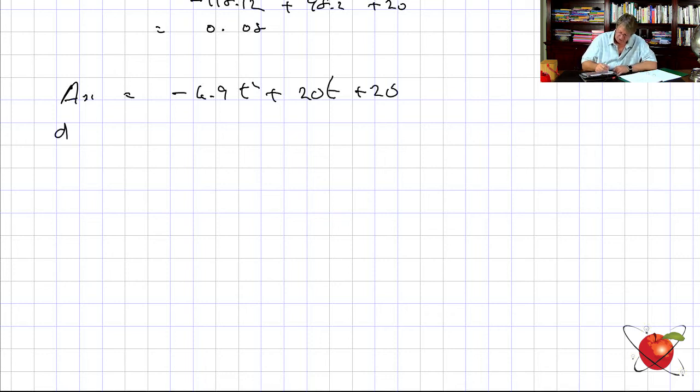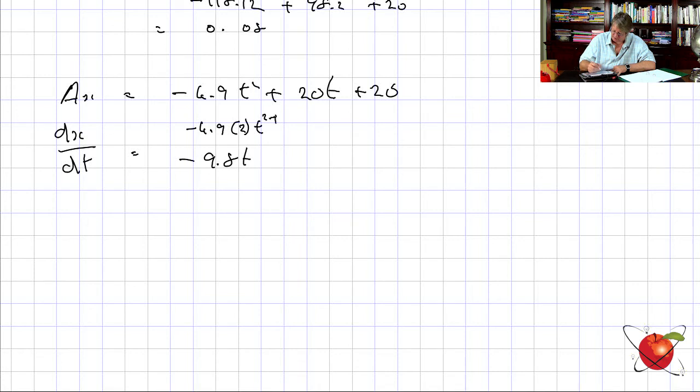Now I'm going to do dx by dt. I'm going to use calculus. The first derivative, all right? The first derivative is minus 9.8t. Why? It's because it's minus 4.9 times 2t to the 2 minus 1, right? Plus 20, right? Is plus 20. Okay, because the t goes to 1 times 20 and t minus 1.